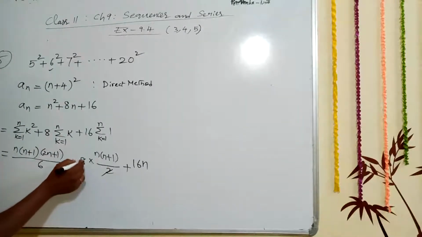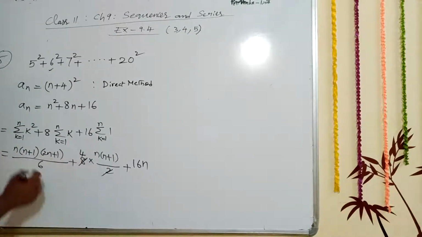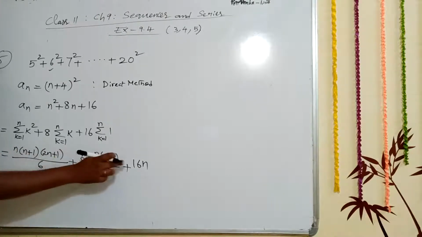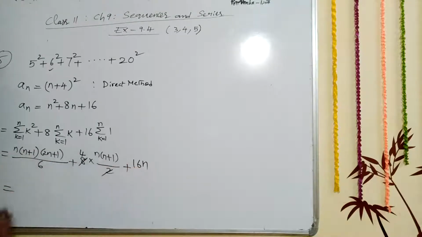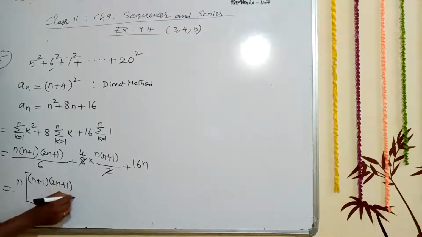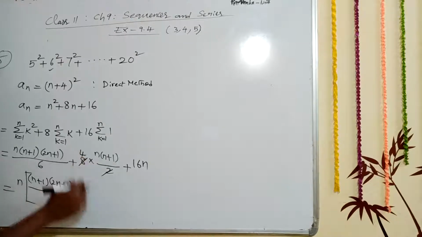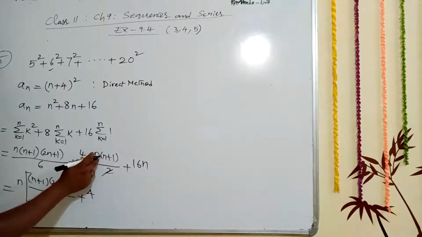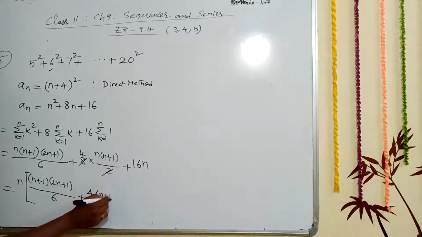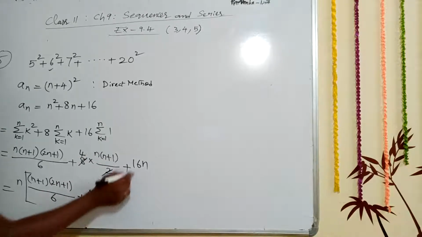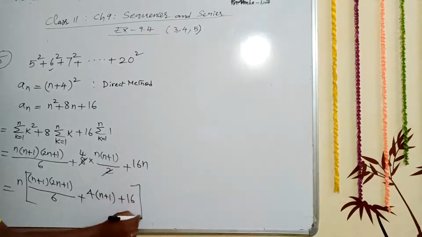What are the possibilities? 2 ones are 2, 4 twos are 8. Let us see what possibilities there are to solve. In all the places, n is common first. After taking n common, what is left? (n+1)(2n+1)/6 plus 4 into (n+1), plus 16.